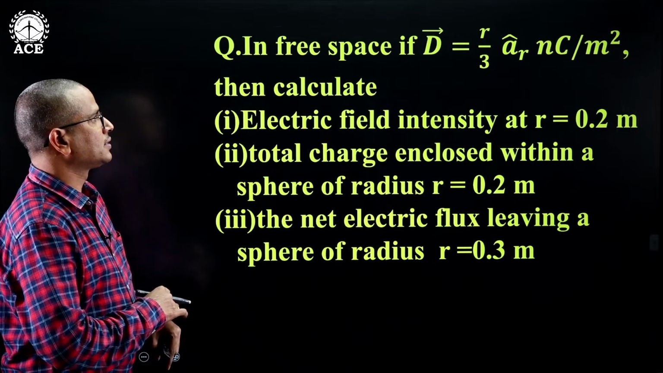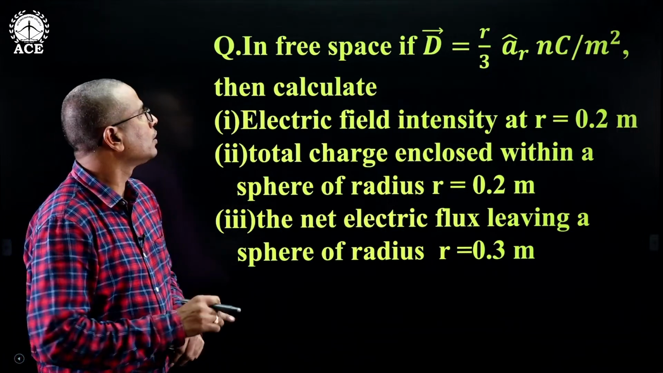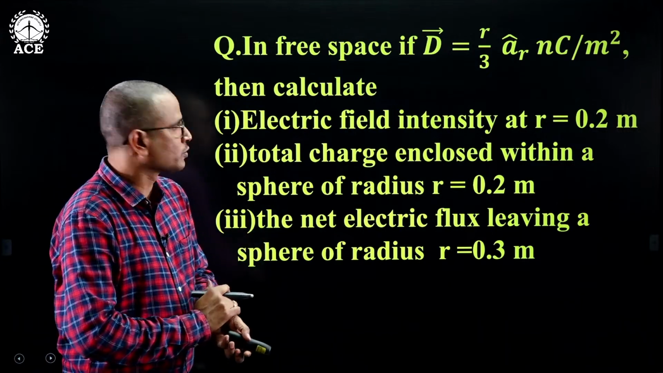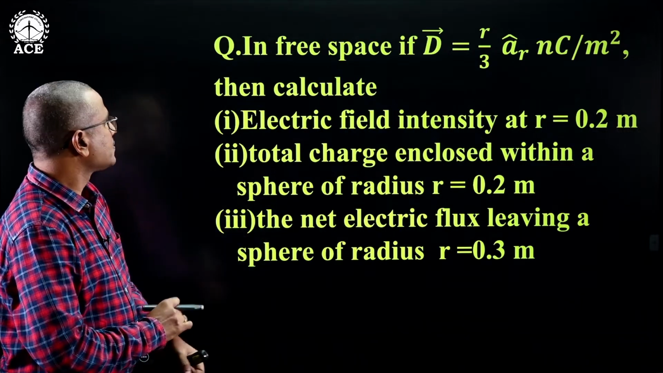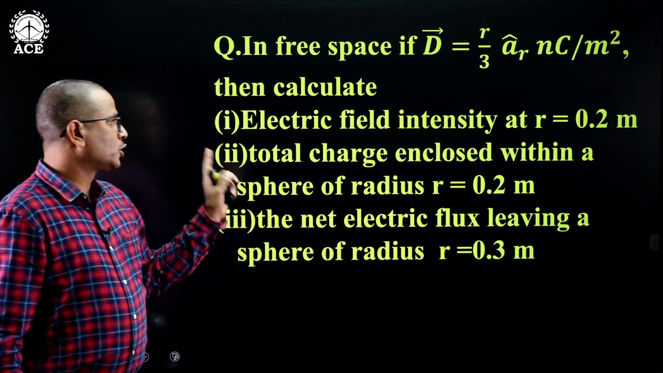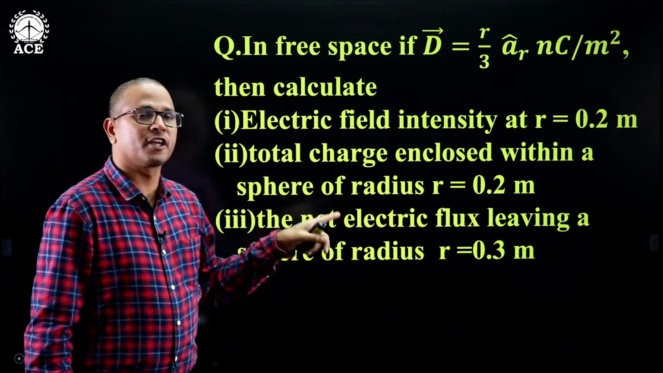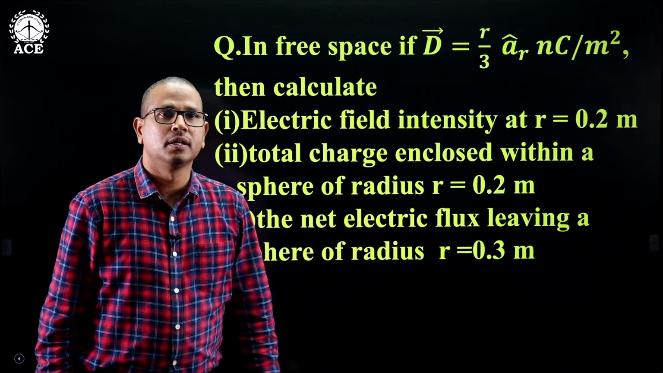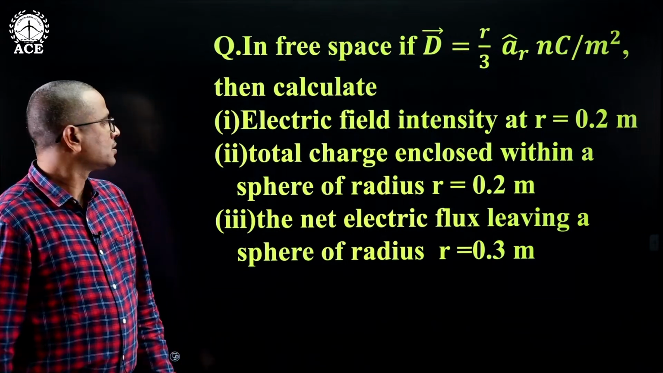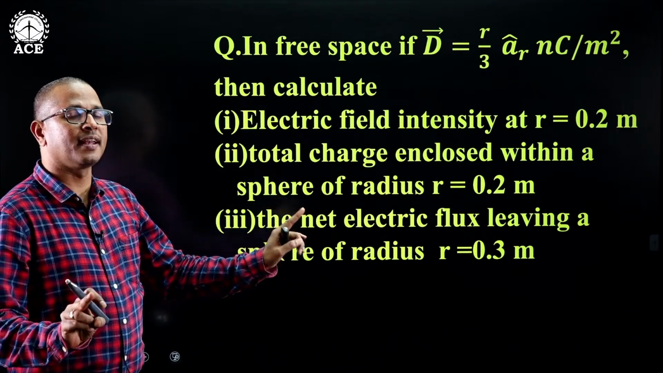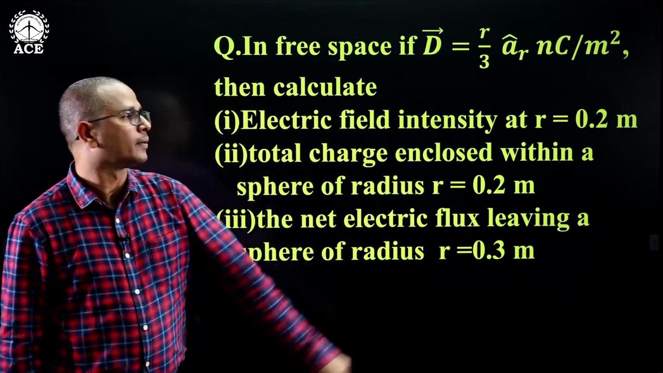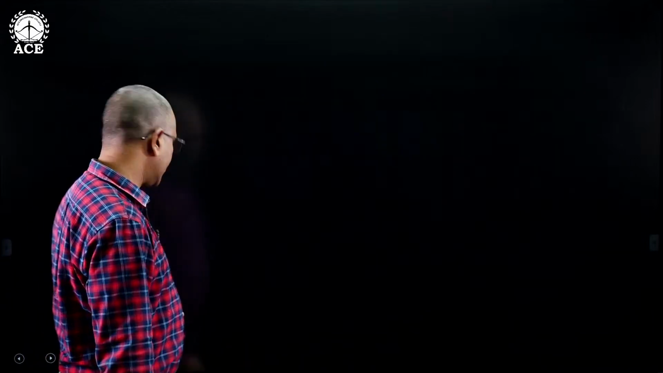In free space, meaning epsilon equal to epsilon naught, if D bar is r by 3 ar cap nanocoulomb per meter square, then calculate the electric field intensity at r equal to 0.2 meters. The total charge enclosed within a sphere of radius r equal to 0.2 meters. The net electric flux leaving a sphere of radius r equal to 0.3 meters. For the second and third, the mathematical approach is the same, only they have changed the dimensions of the sphere, that's all. Anyway, I'll give you the solution for this.